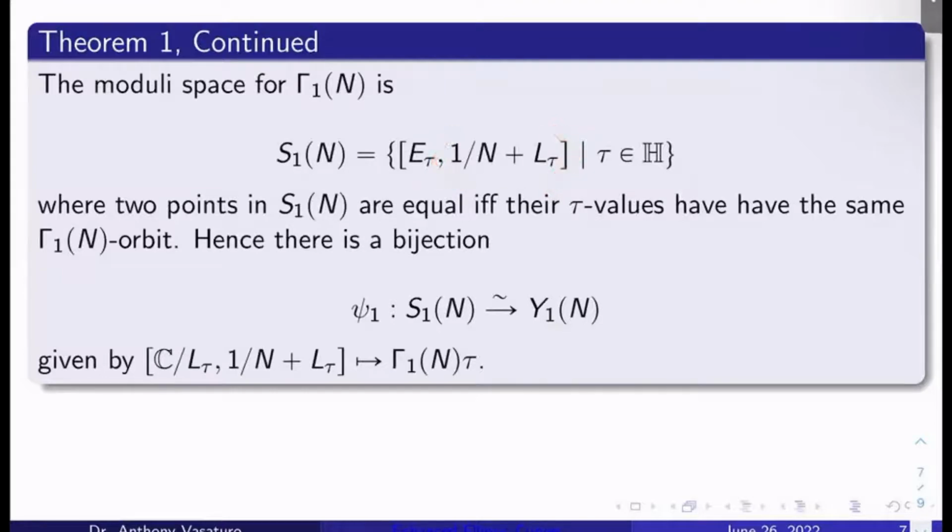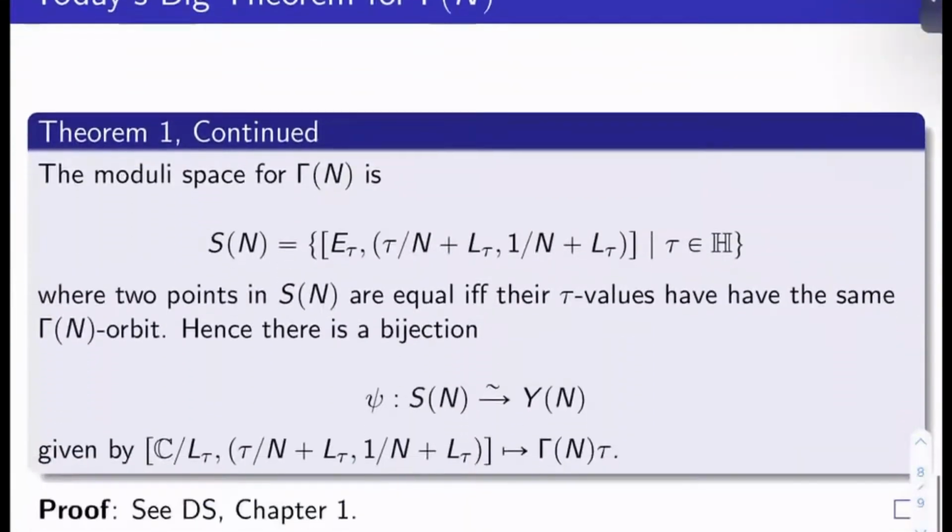And that's because I don't want to consider subgroups of order n on E tau. I want to consider points of order n on E tau. Okay, and two points in S1 of n are equal if and only if their tau values have the same gamma sub 1 of n orbit, of course. In other words, there's a bijection, psi sub 1, I'll call it, from S1 of n to Y1 of n. And it sends an element of S1 of n, so a typical (C mod L sub tau, 1 over n plus L tau), to the orbit of tau under gamma 1 of n.